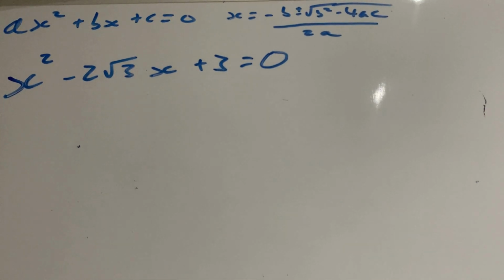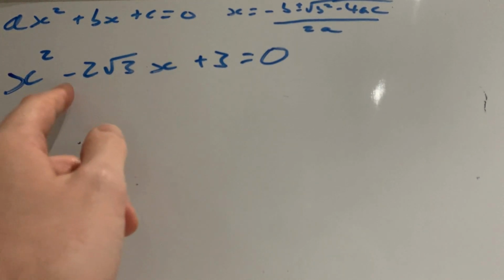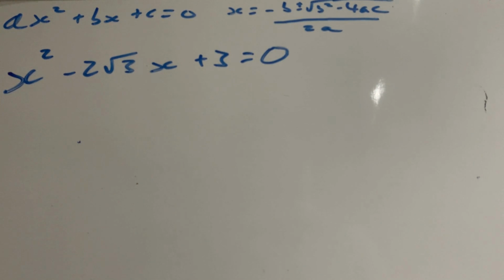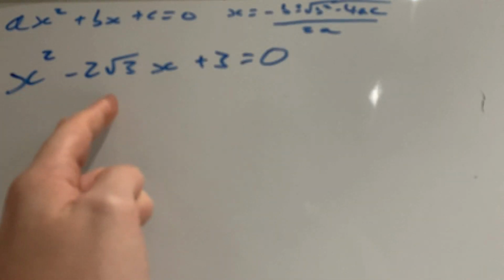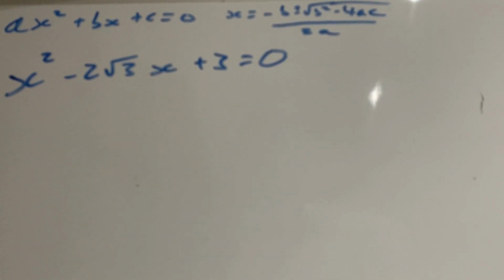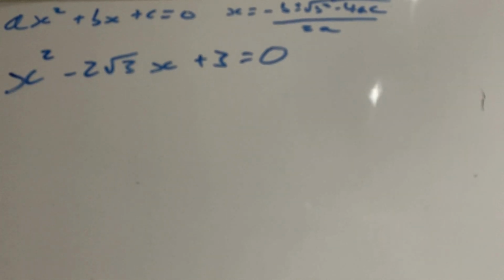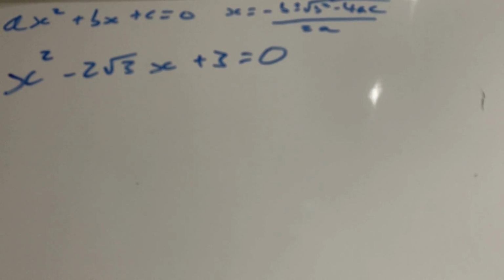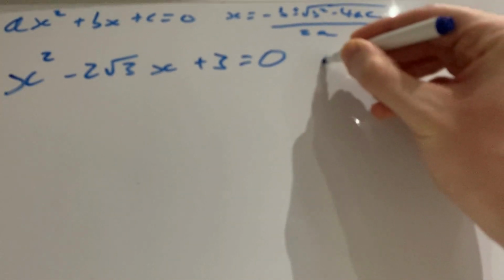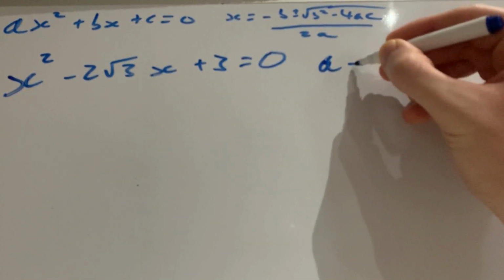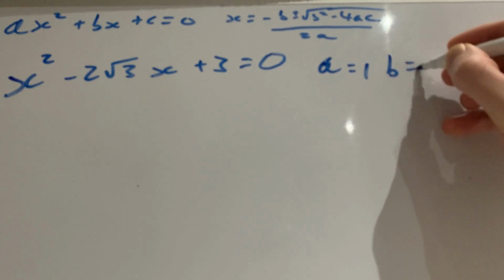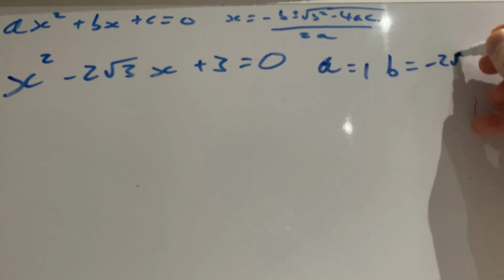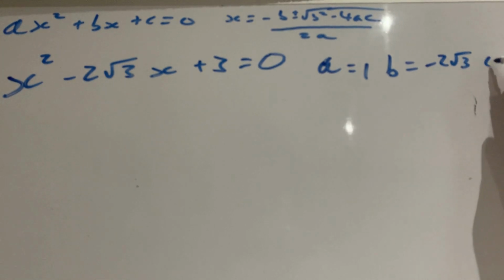Okay, our next example is x squared minus 2 root 3x plus 3 equals 0. So this time it's a little bit different because our coefficient of b is minus 2 root 3, which is allowed. Normally we're used to nice whole numbers for our coefficients, but again, b can be any number. We're going to do the same thing as before. You can see that a is 1, b is minus 2 root 3, and c is 3.